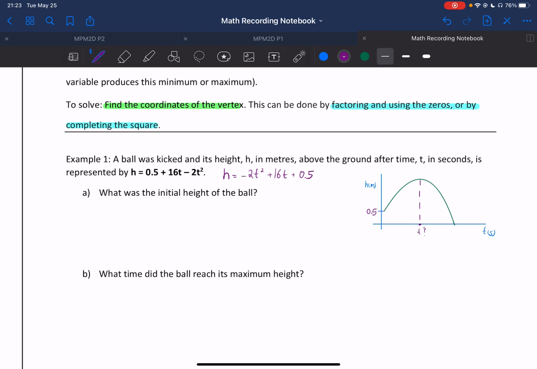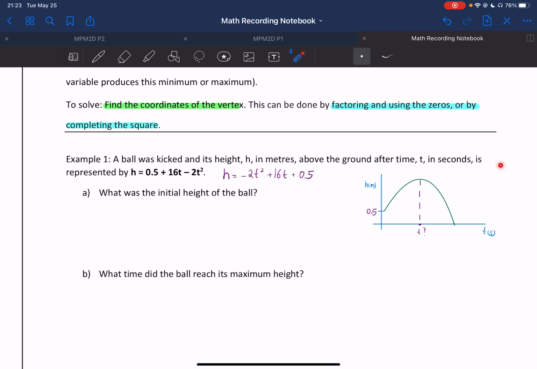Looking at this first example, we have a ball that was kicked and its height, represented by h in meters above the ground after time t in seconds, is given by the following equation: h equals 0.5 plus 16t minus 2t squared. First thing we want to do right off the bat is rearrange the equation into ax squared plus bx plus c format, which is what I did here. So h really is equal to negative 2t squared plus 16t plus 0.5.